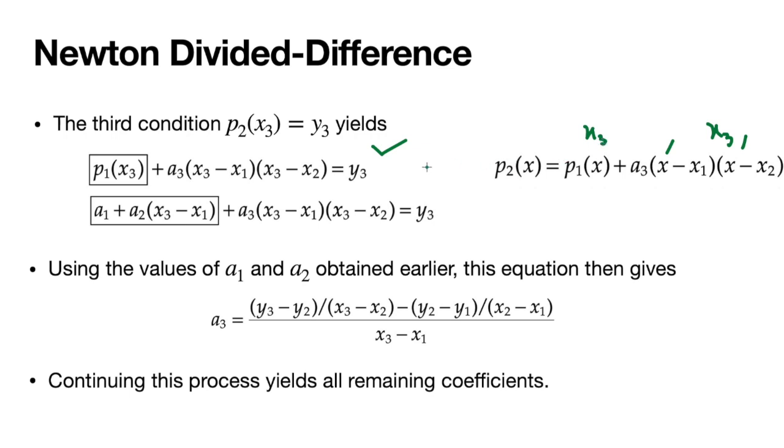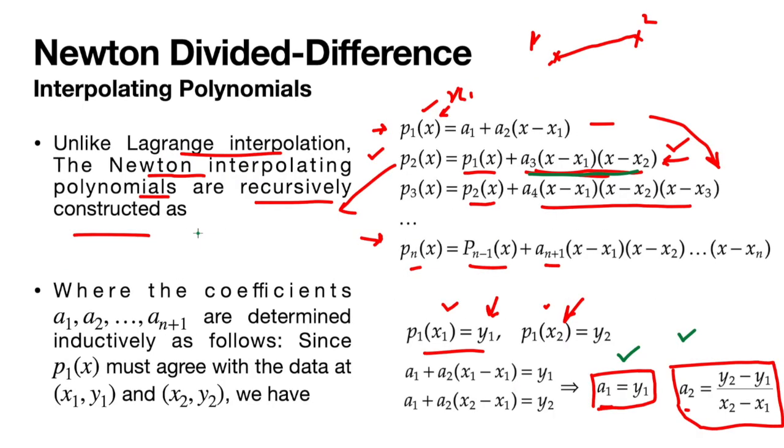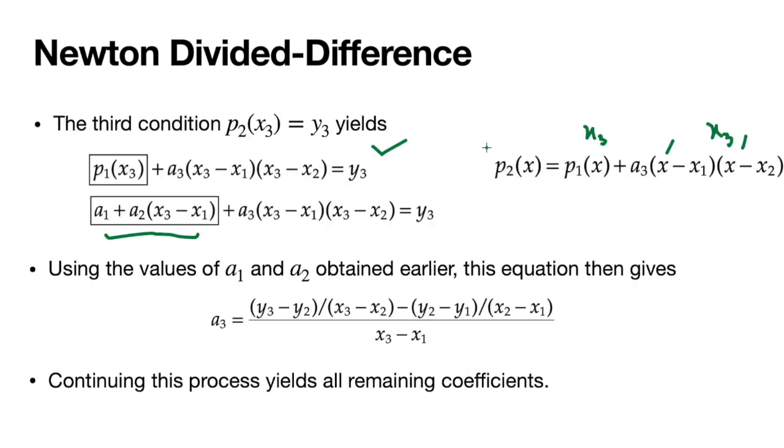So we know that p1 x3 is basically equal to this equation. This is the first order equation. If we put x3 here, this is basically that equation. We have just put the value of the first, because p1 indicates the first degree Newton divided difference polynomial. So we have put in the value of this equation.